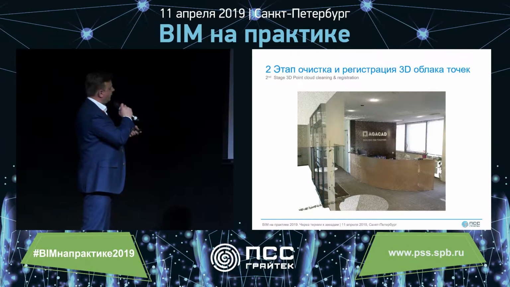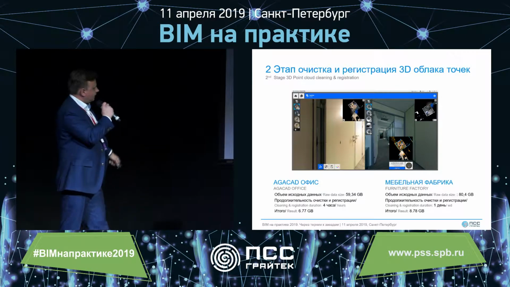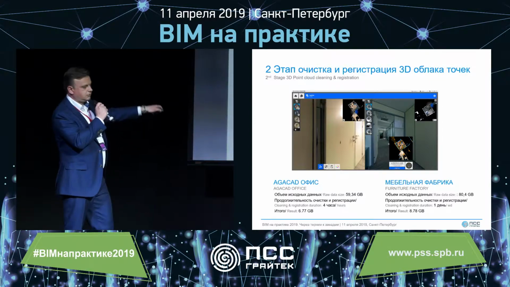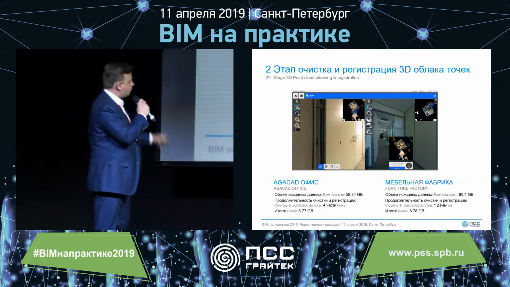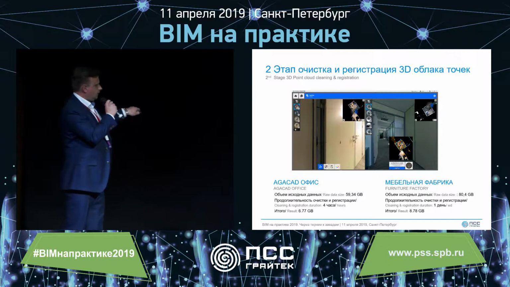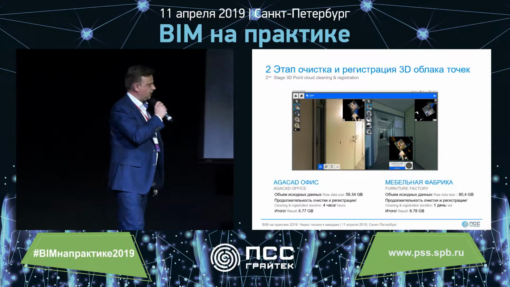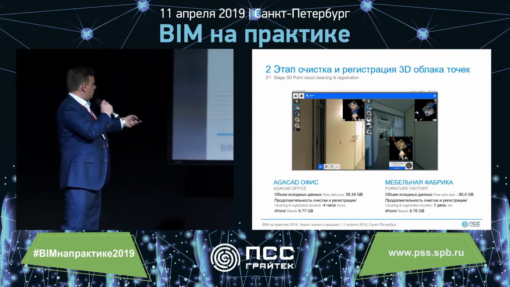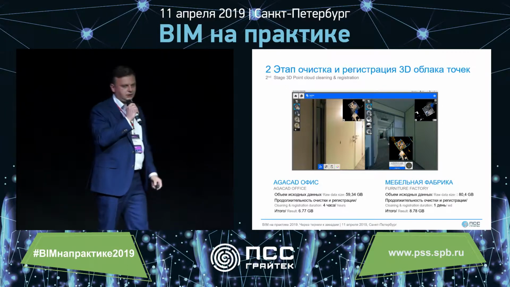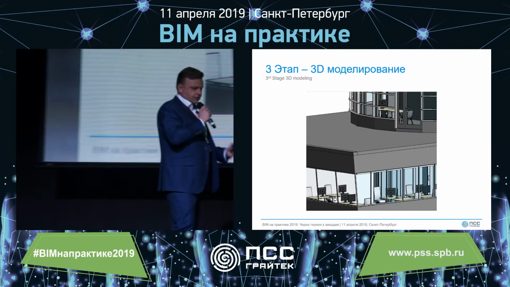I skipped a slide, sorry. So, initial data volume for the office, about 60 gigabytes, about 80 gigs for the factory. After data cleaning, we reduced it by a factor of 10, about 6 gigs and about 8 gigs. How long did it take? 4 hours for the office, 1 working day for the factory.